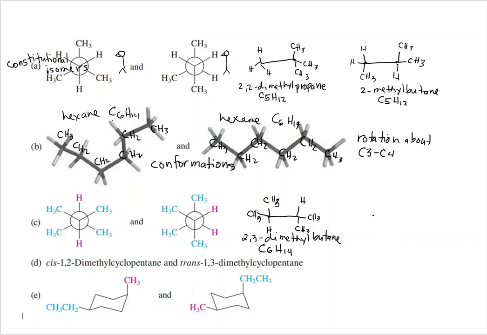The one on the right, the front is that. This is the rear. In the front, you have a CH3, a CH3, and an H. In the rear, you have a CH3, a CH3, and an H. So what would that be? That would be 2,3-dimethylbutane, C6H14. So both are 2,3-dimethylbutane. On the left, the two H's are farthest away from each other. On the right, the two H's are closer to each other, but they're the same molecule. There's just rotation about the C3-C4 bond.